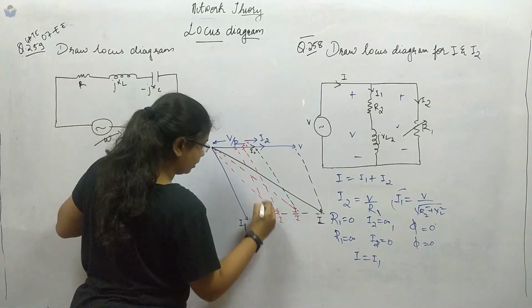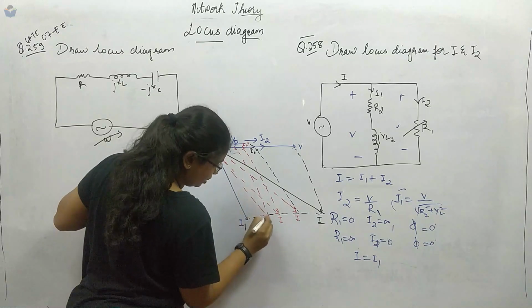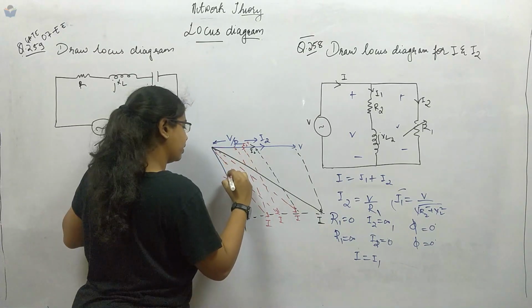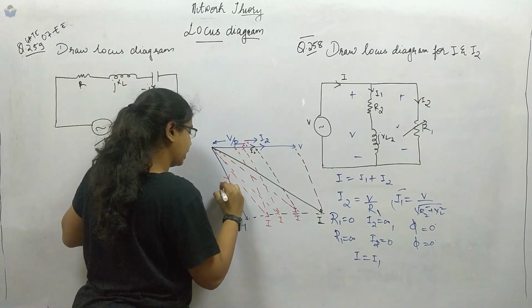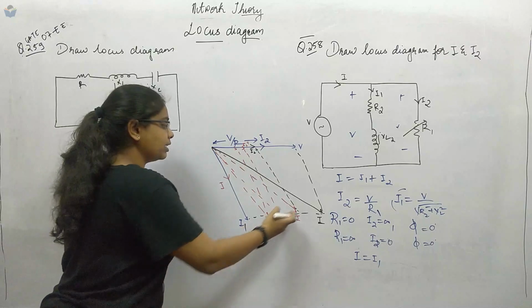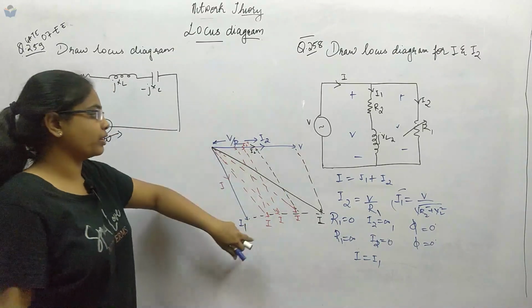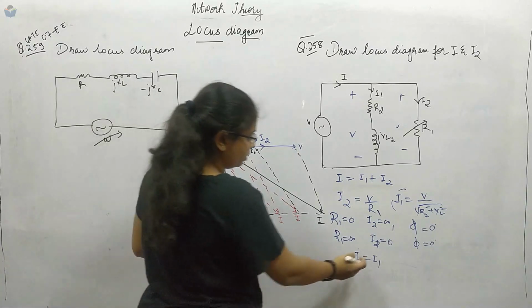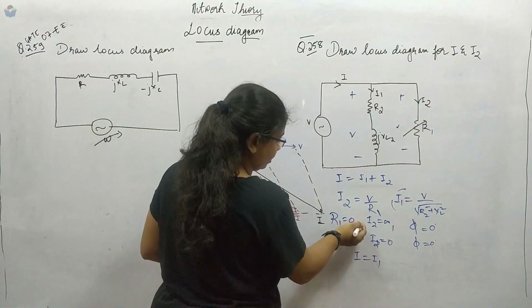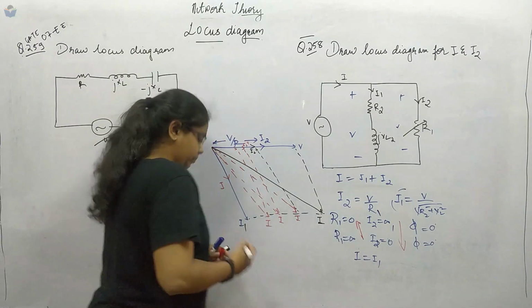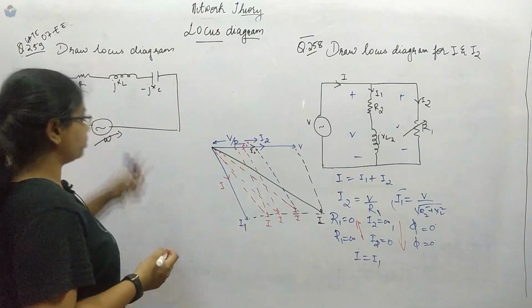Similarly, when it is here, it will also change. Similarly, there will be an angle where we will get I1 equal to I. Okay, so this is the tracing of the locus diagram of this circuit. Now we have to see that when R is increasing, what is happening to the current? It is decreasing.